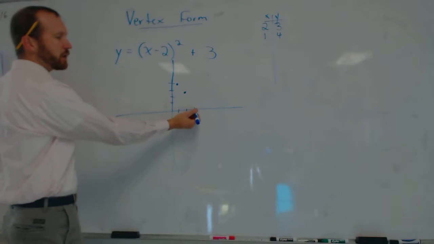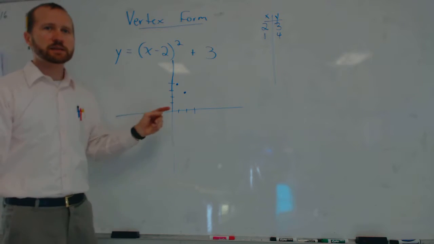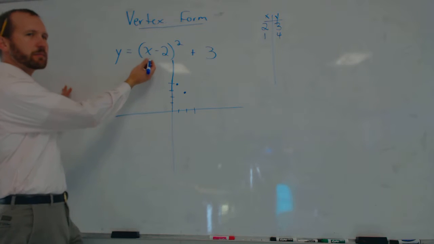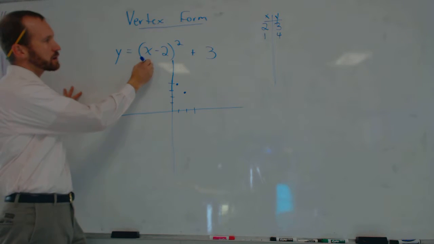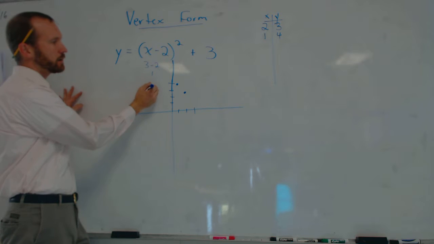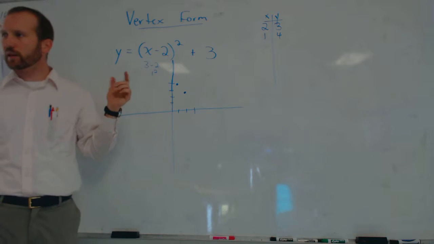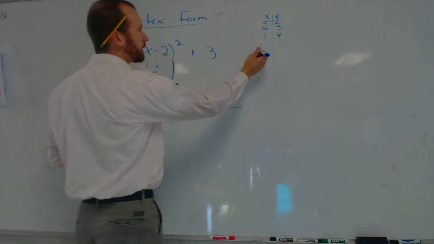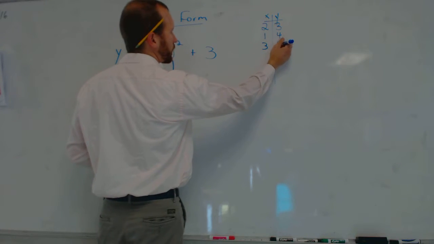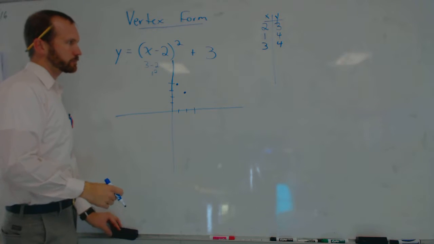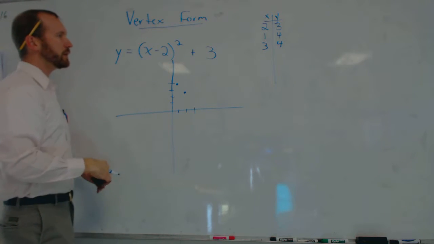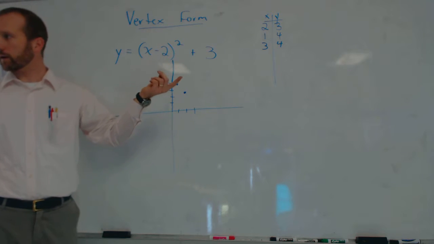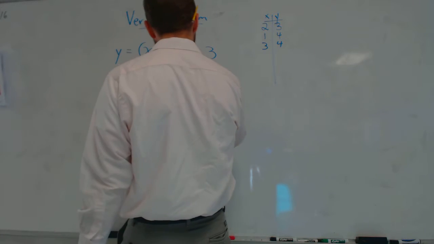What happens if we plug in 3 for x? Let's think about what if we plug in 3 for x? Don't we get the same thing? Because 3 minus 2 is 1, and 1 squared is the same thing as negative 1 squared. So if we plug in 3, we also get 4. Plug in 3 for x, and you get 4 for y. That's the other side.